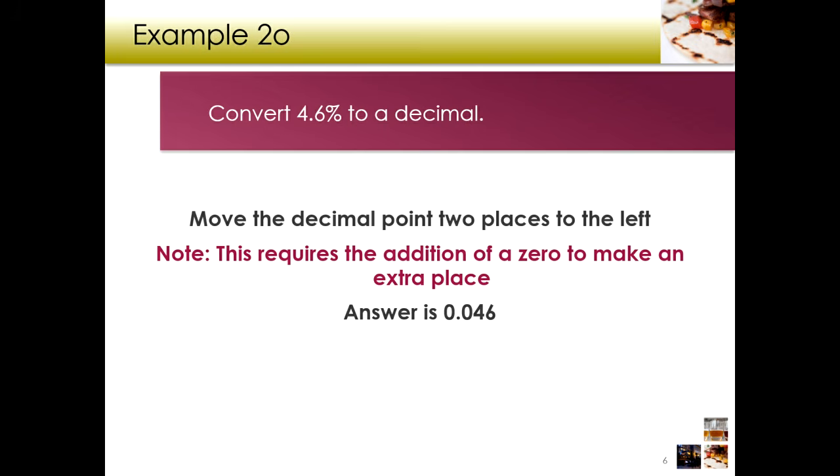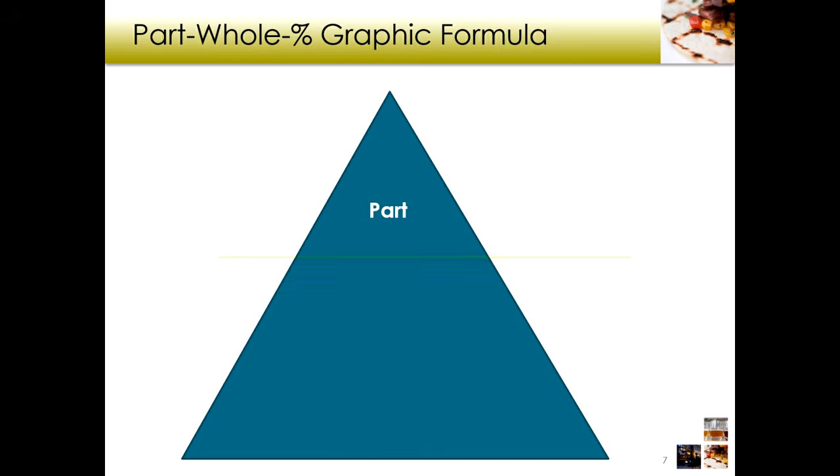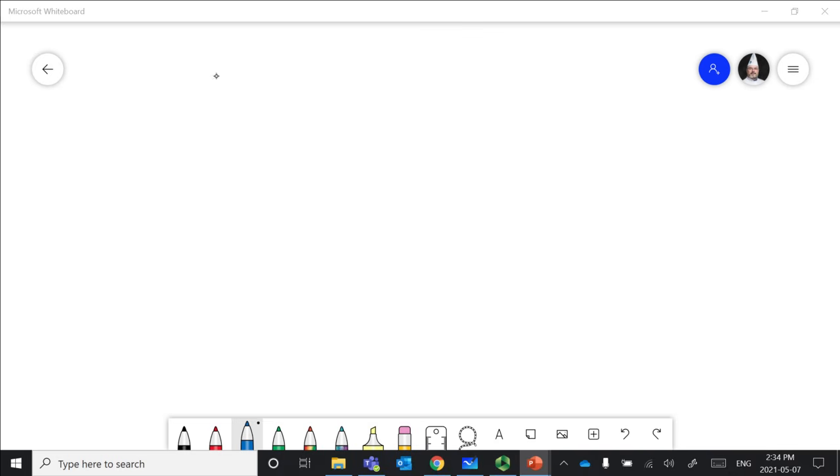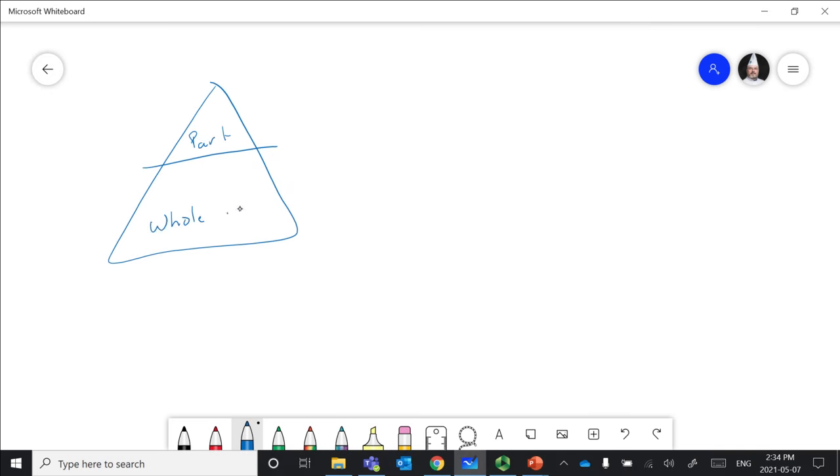So what does this represent? Percentages are representing essentially the part of the whole, right? So the next slide here, I have a triangle, which helps us understand the math around how we figure out percentages. So we have this triangle that you're going to see pop up quite often in this class. So we've got the part, we've got the whole, and we've got our percentage is what we're going to get, right?